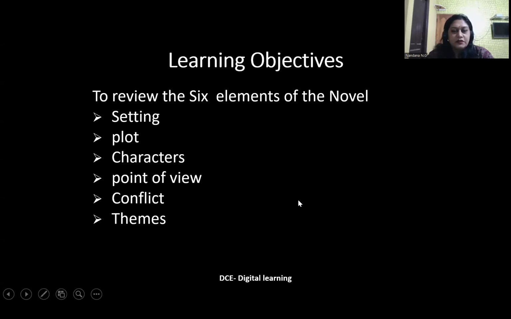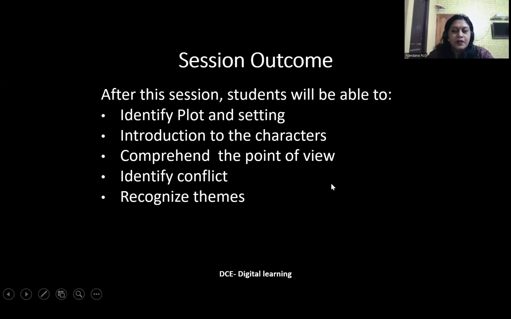The learning objectives of the session: to review the six elements of the novel: setting, plot, characters, point of view, conflict, and themes. At the end of the session, the students will be able to identify the plot of the novel and the setting in which the novel takes place.